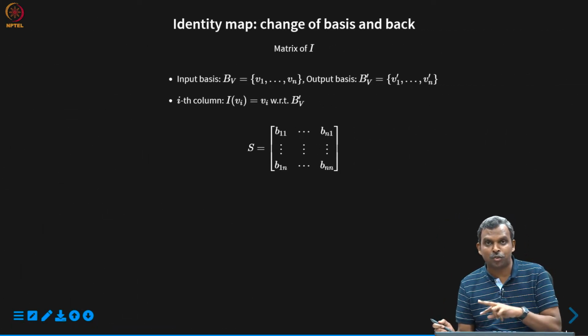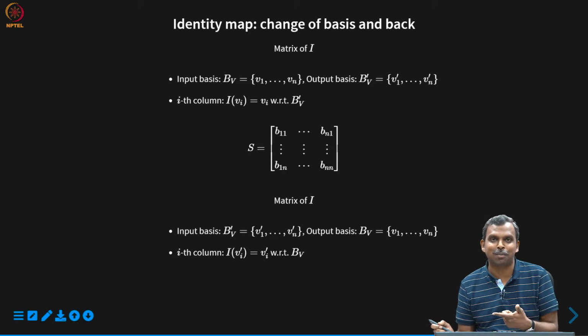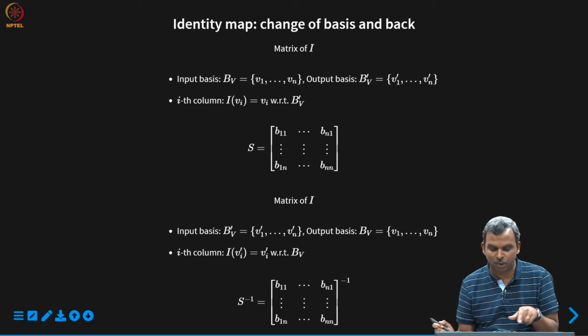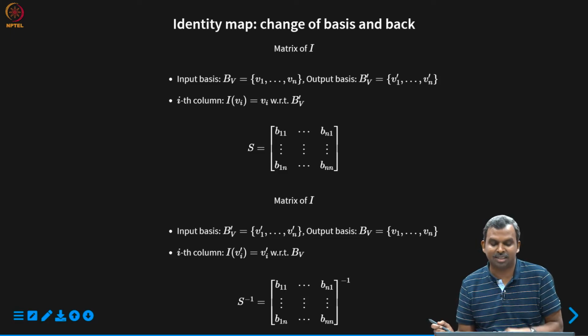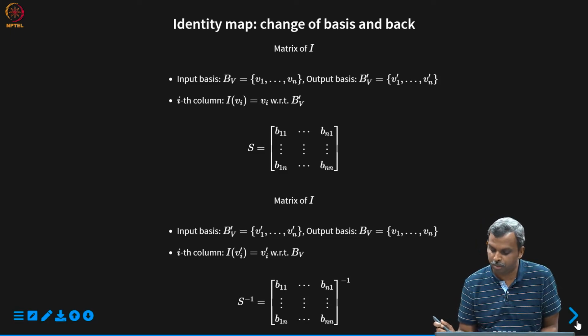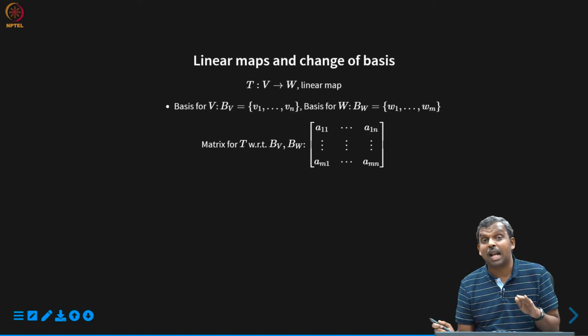You can also do the change of basis and back. Okay. So you see that you can keep the input basis as B prime and the output basis as BV, right? So now if you do that, you will get the inverse. So if S was the first matrix, you will get S inverse here. So this is the same as what we saw before. Okay, that's good.